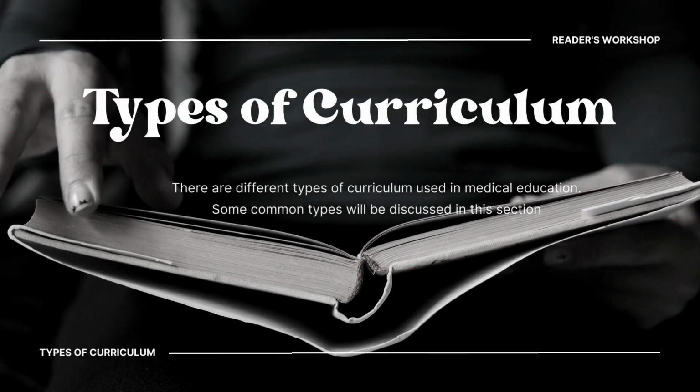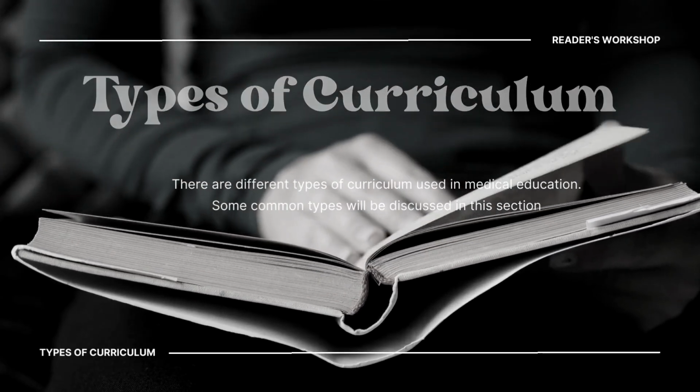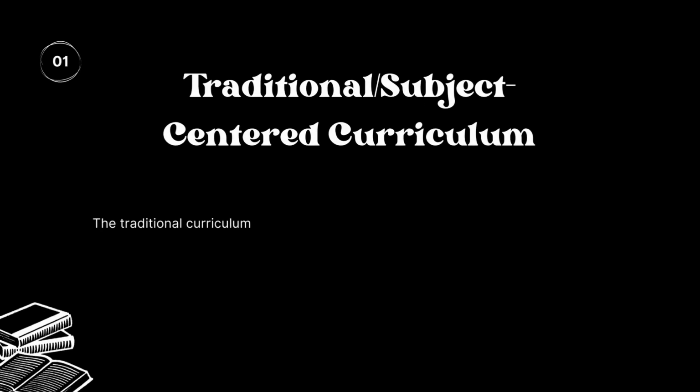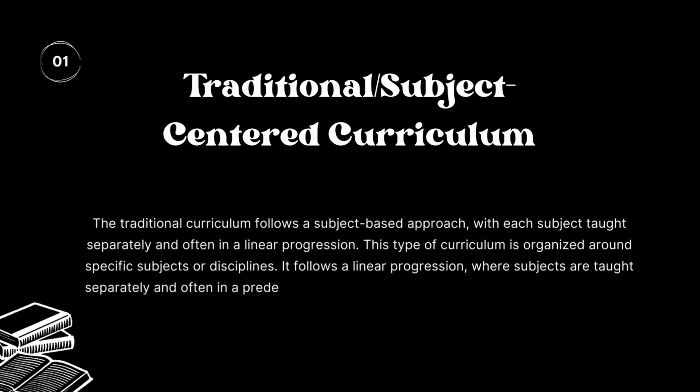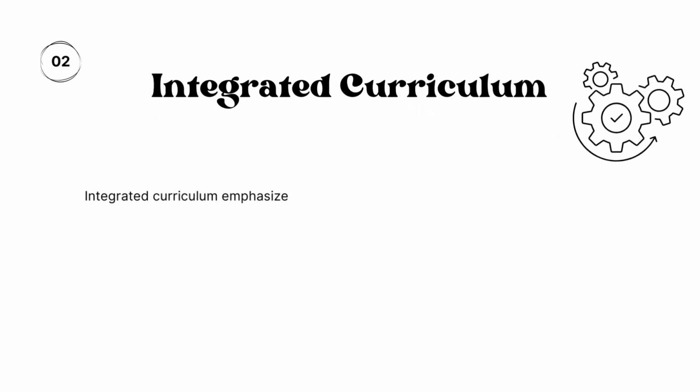The next section is about the types of curriculum. Number 1, traditional or subject-centered curriculum, which follows a subject-based approach. Each subject is taught separately in a linear progression, and the focus is on building foundational knowledge within each subject area.